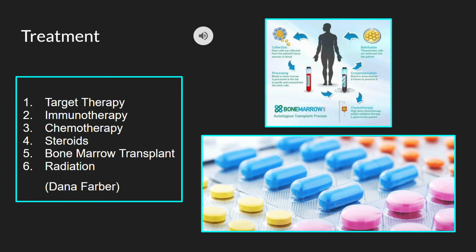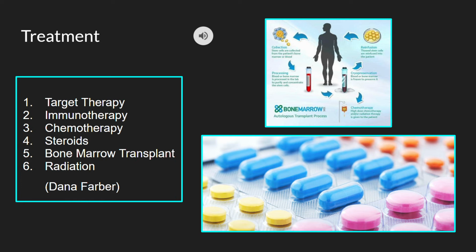So the first treatment option is target therapy, and this uses drugs to kill cancer cells by blocking abnormalities within the cell. So an example would be this specific drug would affect the proteins inside the cell, causing this cell to die. So it's a very specific drug that would affect the inside of the abnormal cells.